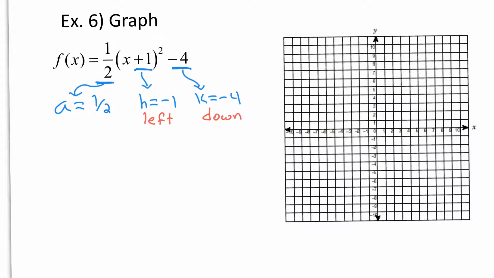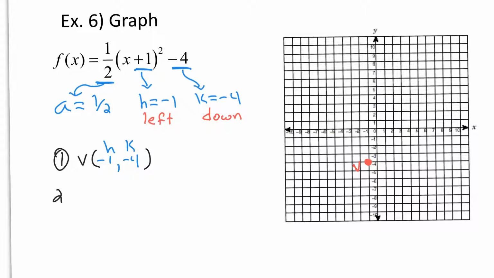So we know what's going to happen to the graph. The graph is going to be wider. It's going to go up. And we move 1 to the left and 4 units down. So let's follow the steps. Step number 1, we need the vertex. So my vertex is h and k. So h is negative 1 and k is negative 4. So at negative 1, negative 4, negative 1, 1, 2, 3, 4 is right here. So that is my vertex.